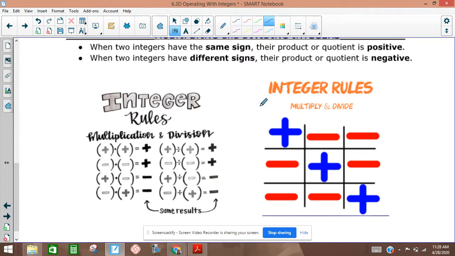Or some of you might remember the tic-tac-toe rule. If you multiply or divide a positive and a negative, my answer is negative. If you multiply or divide a negative and a positive, my answer is negative. If you multiply or divide a negative and a negative, my answer is positive. So if they have different signs, my answer will always be negative. If they have the same sign, my answer will always be positive. So there you have it.